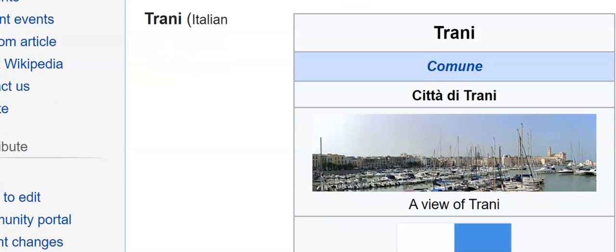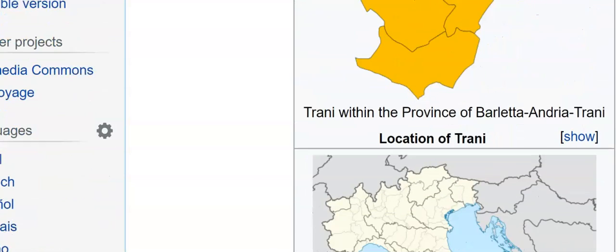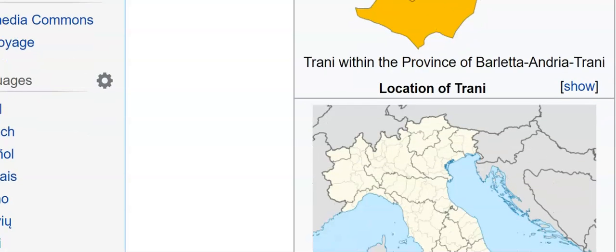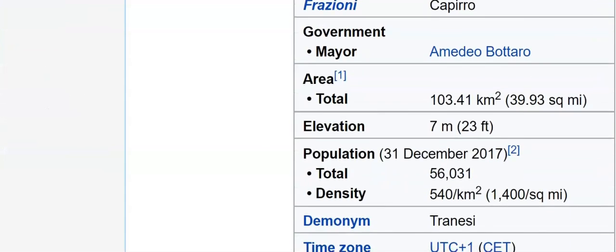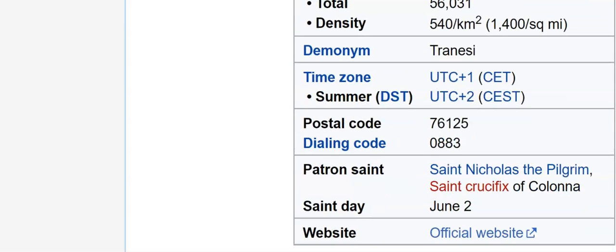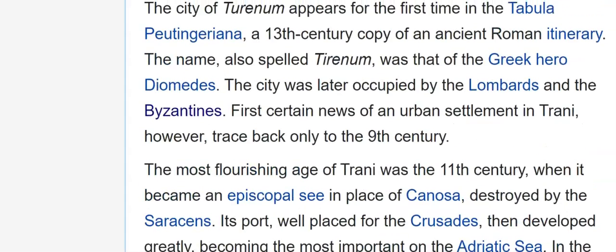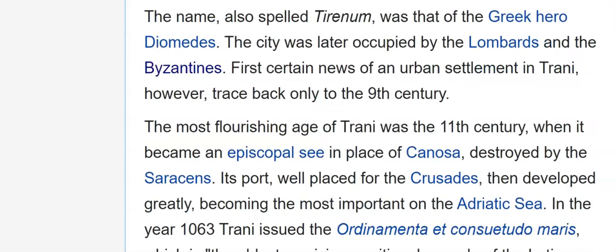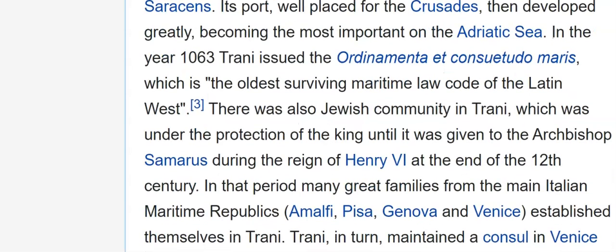The 3, blue and white, bar letter. Trani, St. Nicholas. This is where your maritime law comes from, see? Well, the surviving maritime law occurred in the Latin West. Very funny type of goods.